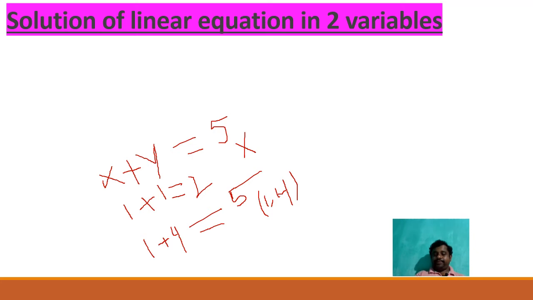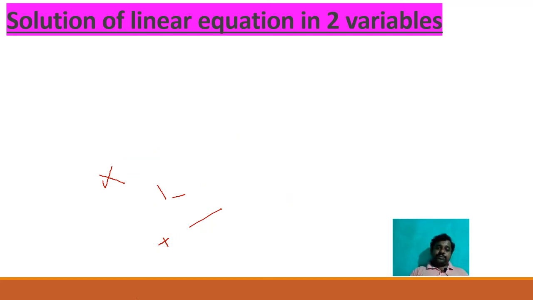For a linear equation, clearly we know x + y = 5 represents a straight line. So a straight line has infinitely many points on it. Each point of a straight line is a solution of that equation. So a linear equation has infinitely many solutions. Now let us see some more examples.